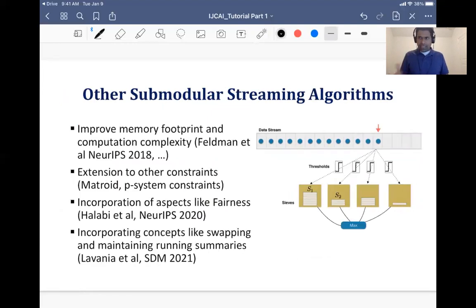There are a few other improvements over this. There are ways to improve the memory footprint and the computation complexity, and extensions to other constraints. There has also been some work on incorporating aspects like fairness, and concepts like swapping and maintaining running summaries. You might have a scenario where you want to maintain just one summary, but allow for swapping of elements, because you have a very large stream and you want to always maintain a running summary that is representative. Imagine a continuous video stream from a surveillance camera where you want to maintain a running summary. This is a recent work which does this.